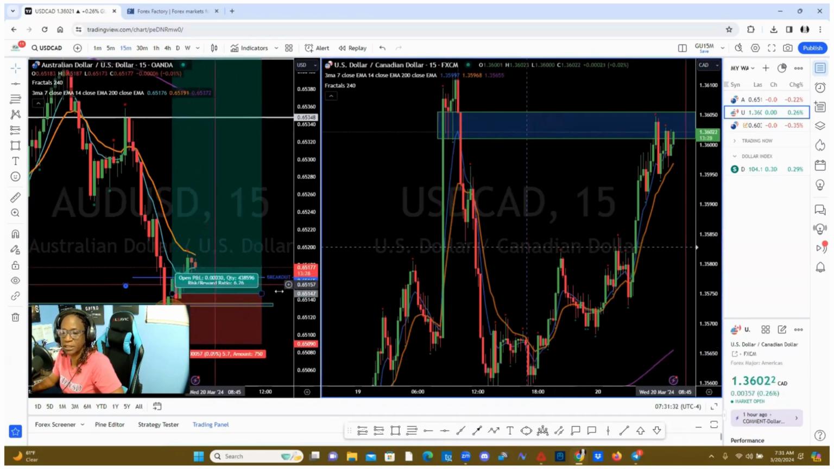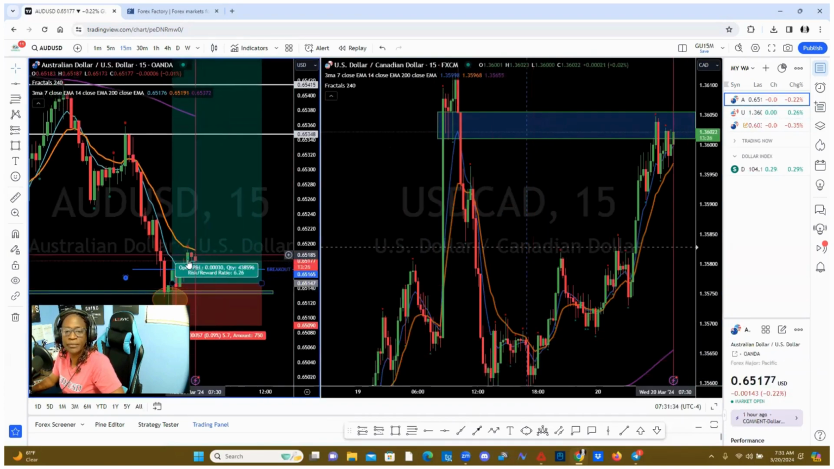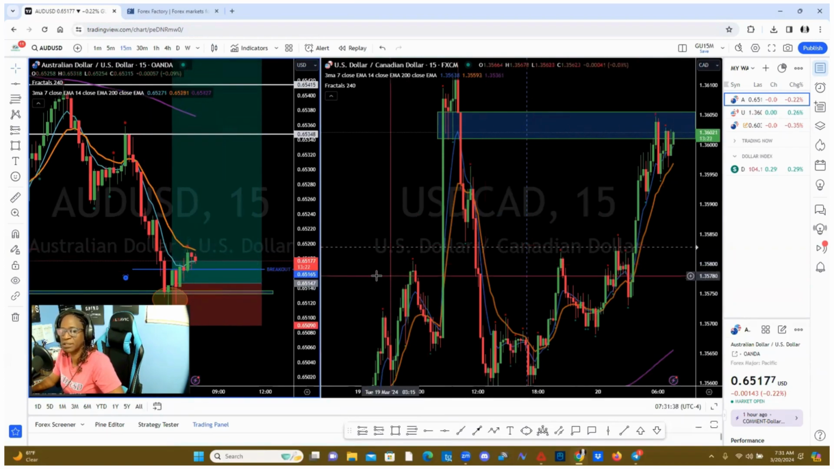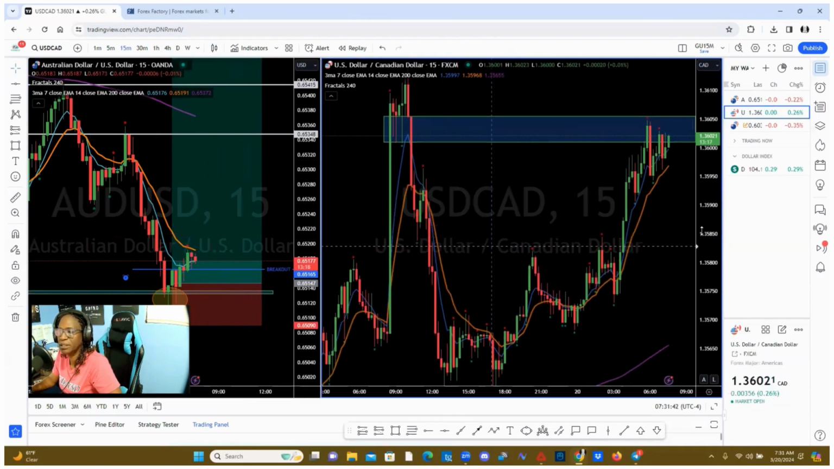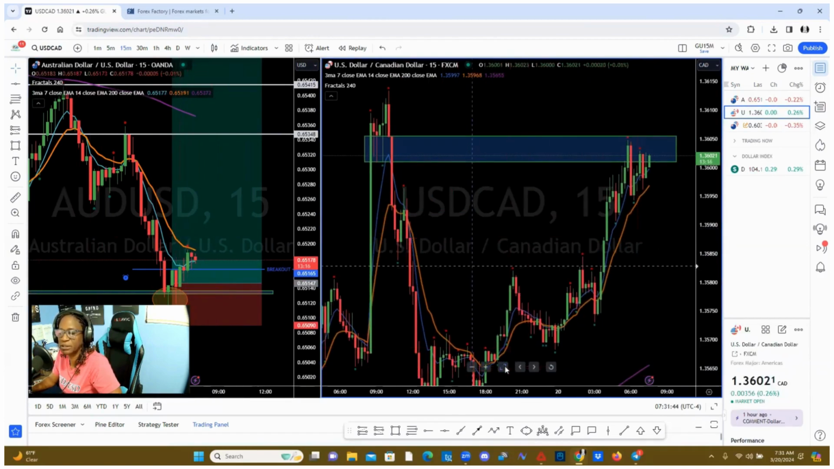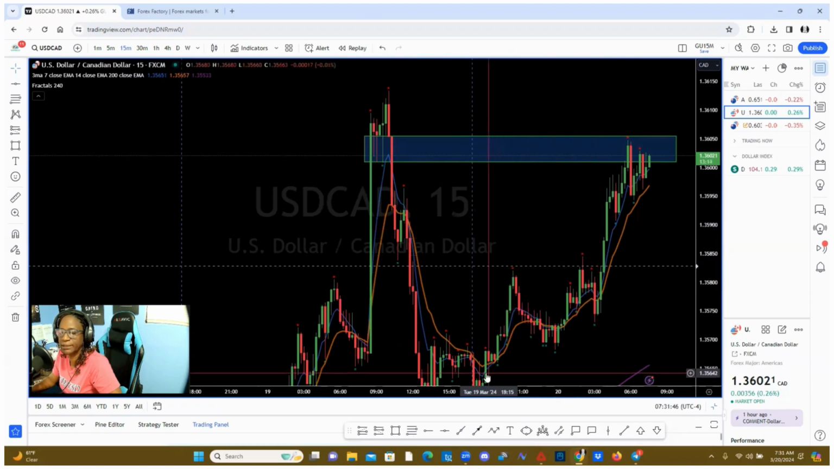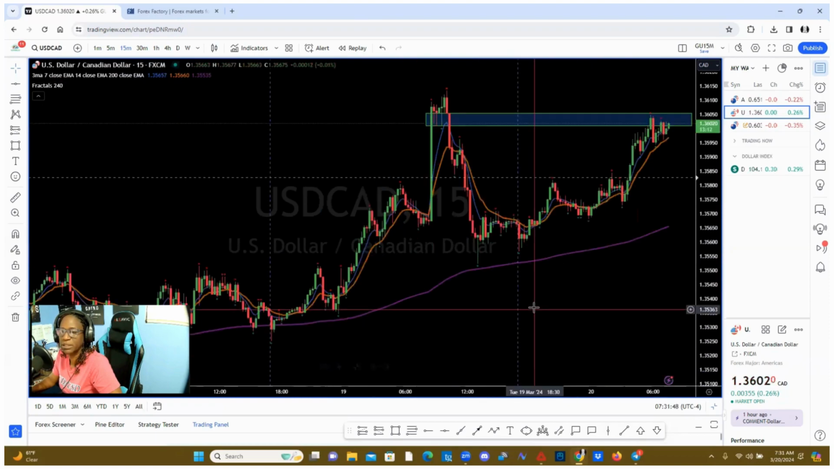So let's look at the CAD. I'm in this long trade right now, and there was opportunity to take a buy right here again. So I'm in again right there. So definitely in that buy. All right, now the USDCAD.